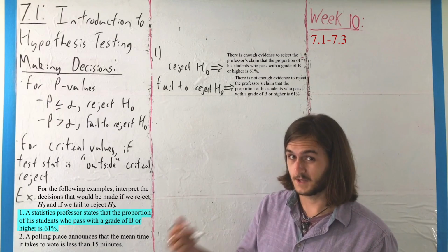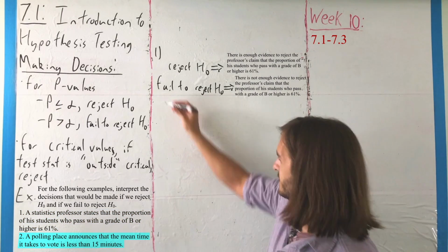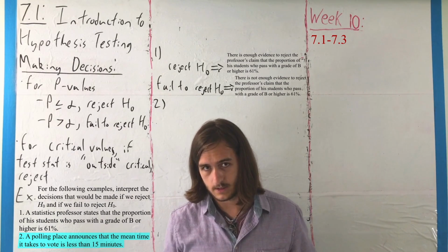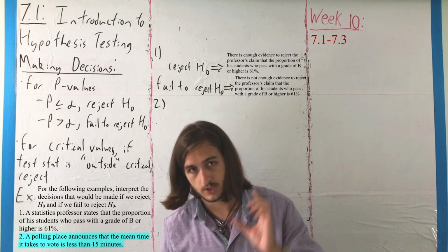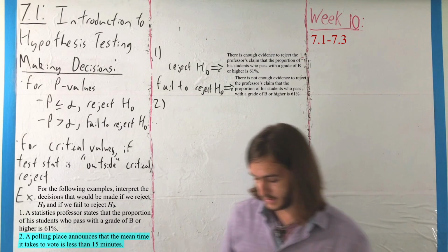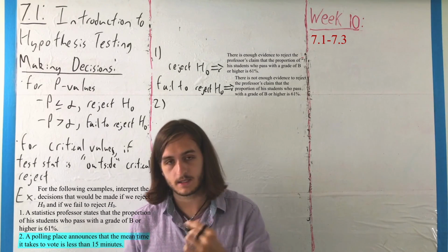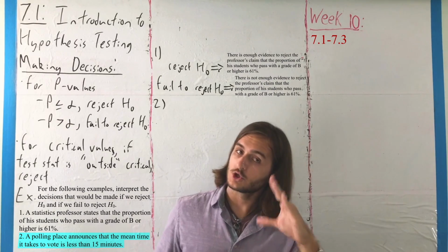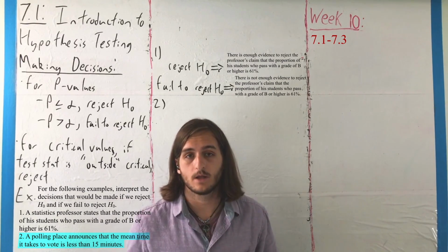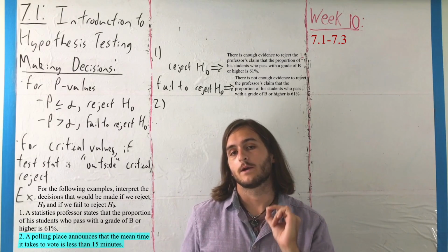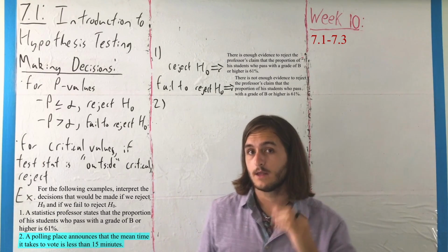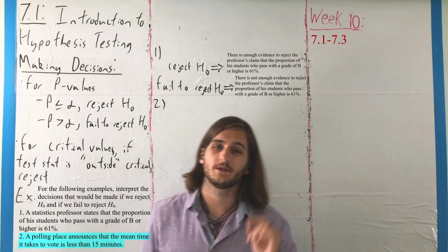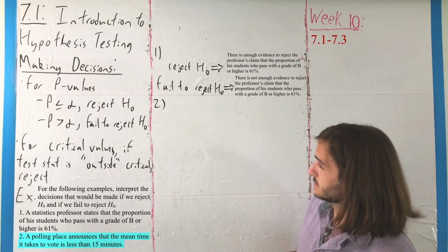Similarly, for the second, we call it sub-example, part 2. When we're looking at the polling place, again, what we should notice is what our claim is. The polling place says that the mean time it takes to vote is less than 15 minutes. The mean is smaller, strictly smaller, because that's a strict inequality. That would be something where the claim is in the alternative. The claim being the alternative is actually important because that will determine how we phrase our final answers.